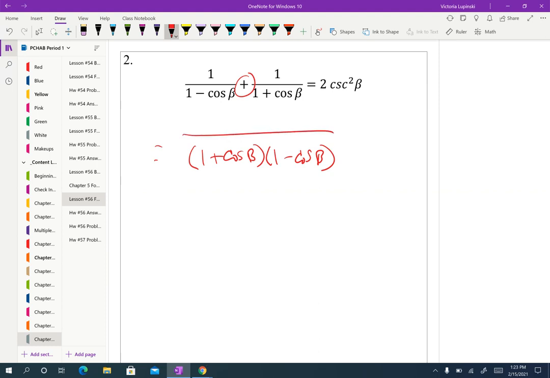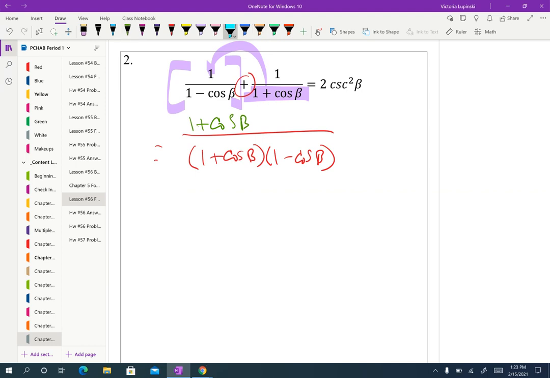And then in order to have that common denominator, you are going to take this fraction on the left and you have to multiply it by 1 plus cosine of beta over 1 plus cosine of beta. So this 1 plus cosine of beta is going to be multiplied times the 1, which is how you're going to get 1 plus cosine of beta. And again, that's just dealing with the first fraction.